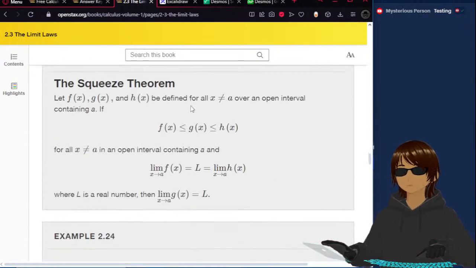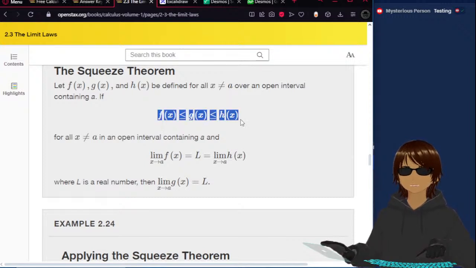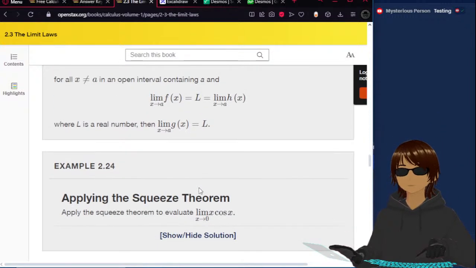Squeeze theorem. Okay. f of x is smaller than g of x, which is smaller than h of x. So g of x is like in the middle of these two. If you find the limit of f of x and h of x, and they're all going to L, then the limit of g of x would also be L.